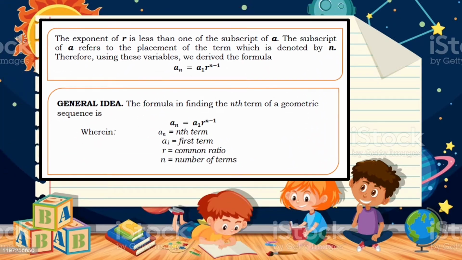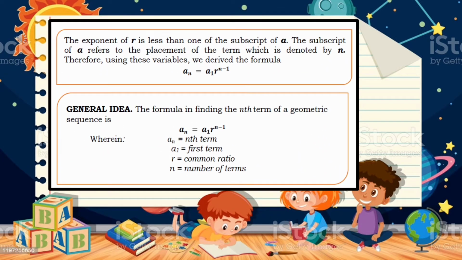In finding the nth term of the geometric sequence, the exponent of r is less than 1 of the subscript of a. The subscript of a refers to the placement of the term, which is denoted by n. Therefore, using these variables, we derive the formula a sub n equals a sub 1 times r raised to n minus 1. So we have here the general idea.